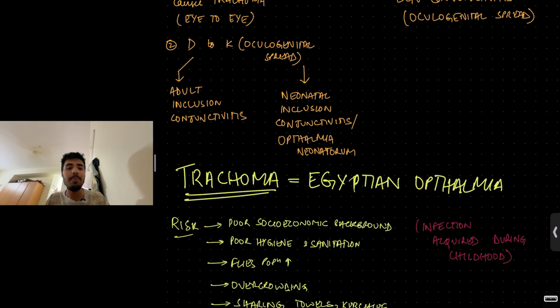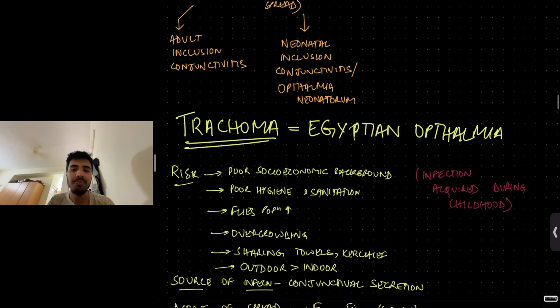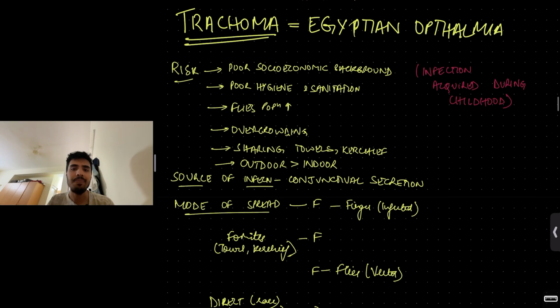So A, B, BA, C of Chlamydia trachomatis causes trachoma, eye to eye transmission. Serovar D to K in adults, adult inclusion conjunctivitis. In neonates, neonatal inclusion conjunctivitis. And Chlamydia lymphogranulomatis, serovar L1, L2, L3 causes LGV conjunctivitis. LGV conjunctivitis and inclusion conjunctivitis are both oculogenital spread. Now let's come to the main one, trachoma. Trachoma is also known as Egyptian ophthalmia.